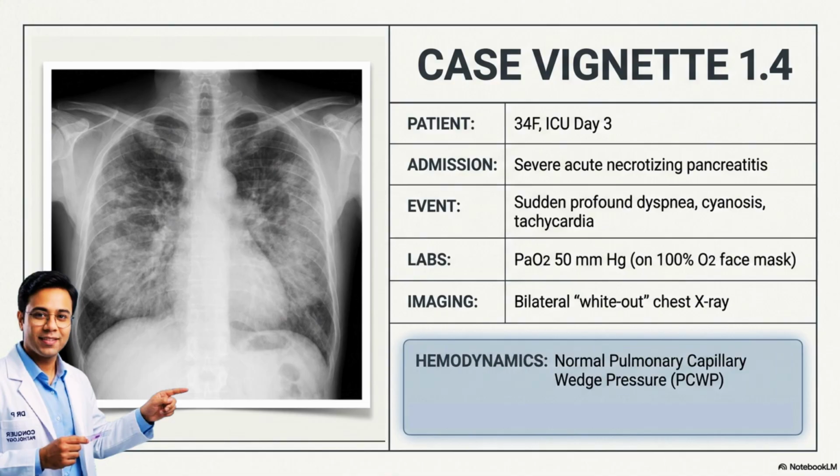But crucially, her hemodynamics show a normal pulmonary capillary wedge pressure or PCWP. What does this tell us? Her heart is not failing. This is a primary lung disaster. To understand this disaster, we must bridge the clinic to the microscope.